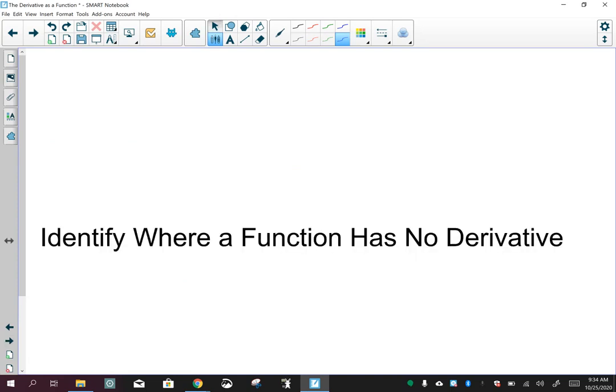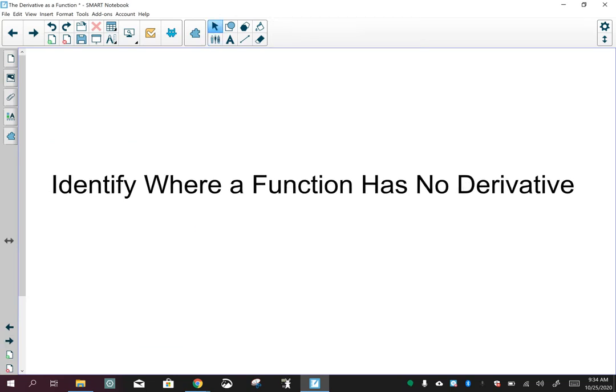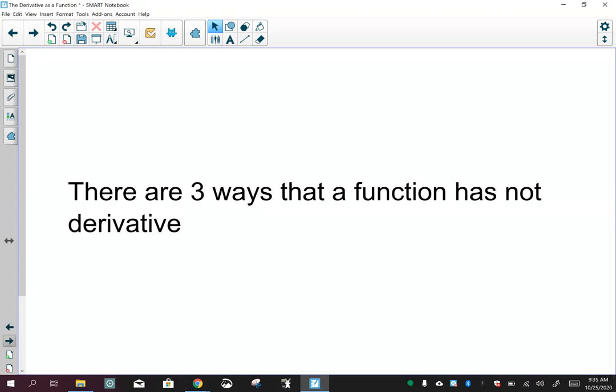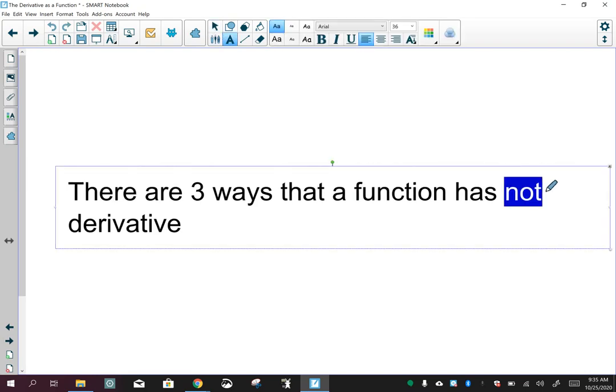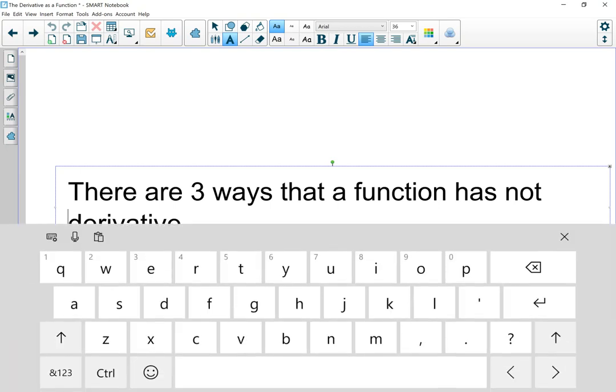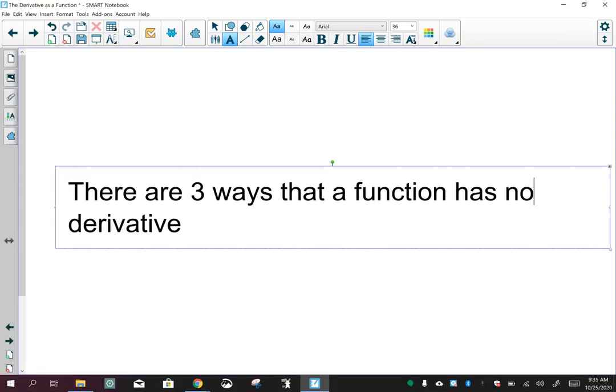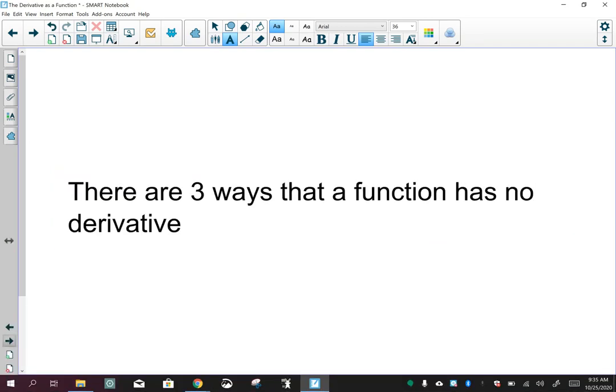So now, let's talk about identifying where a function has no derivative. So there are 3 ways that a function has no derivative. I'm sorry, that is a really bad typo there. So let's fix that real quick because that would just irritate me. There we go. Much better.